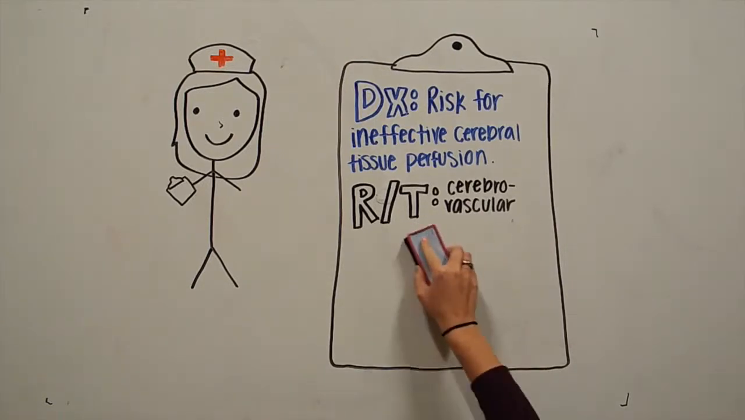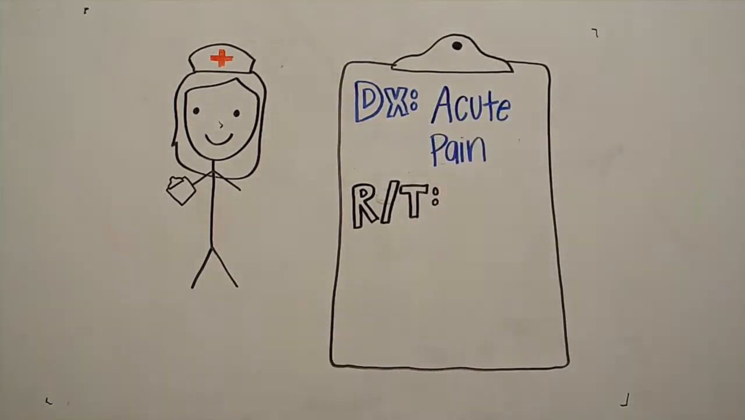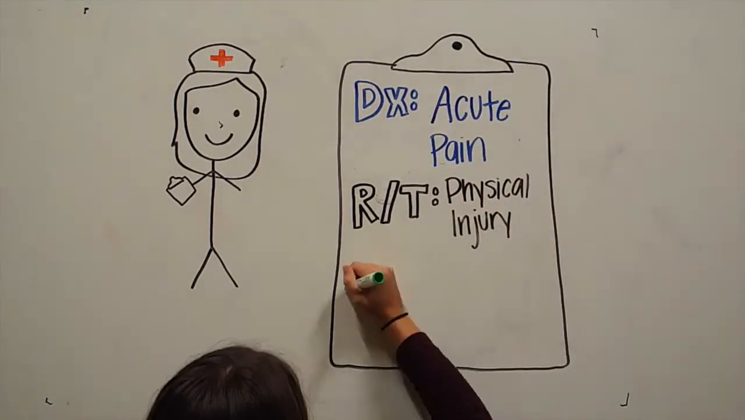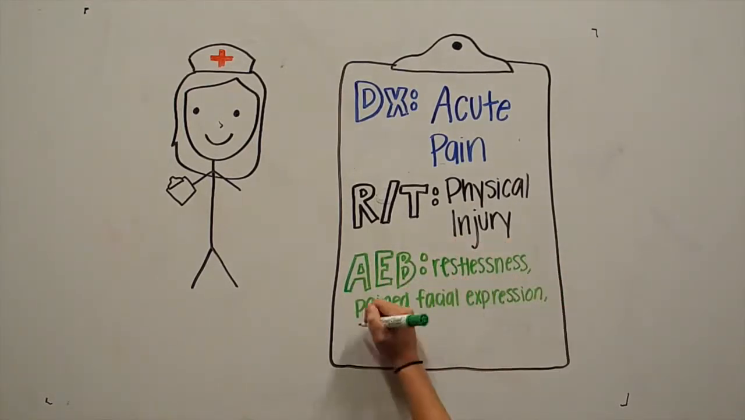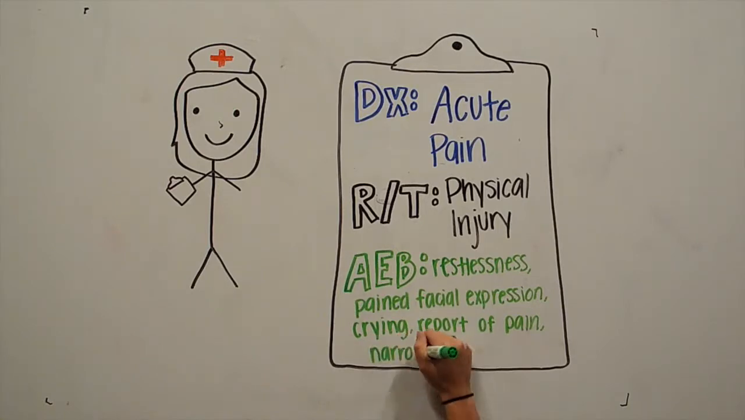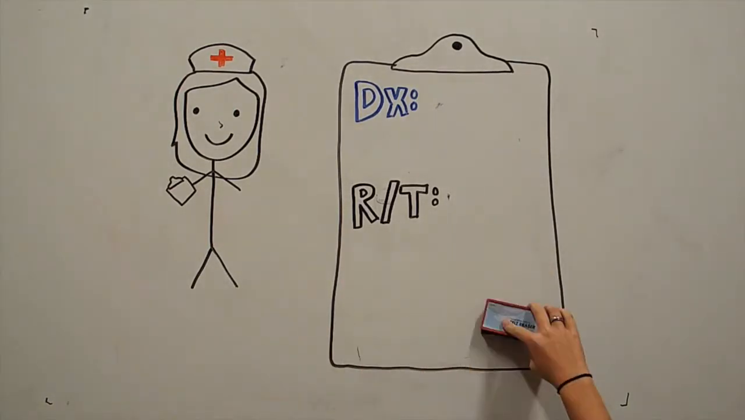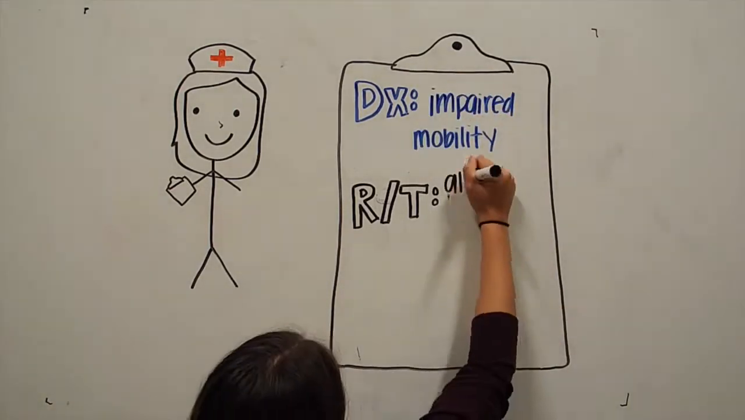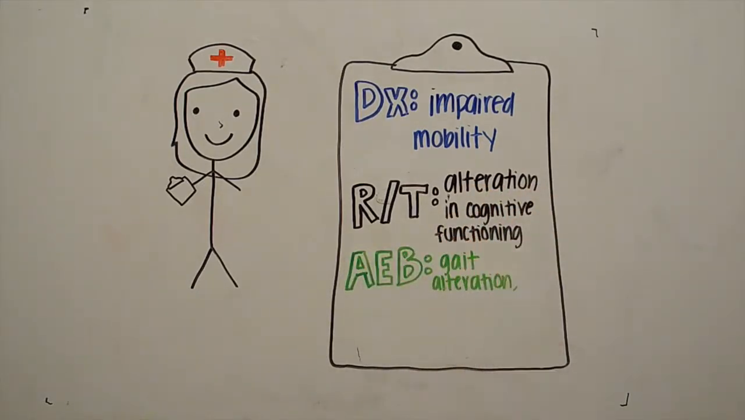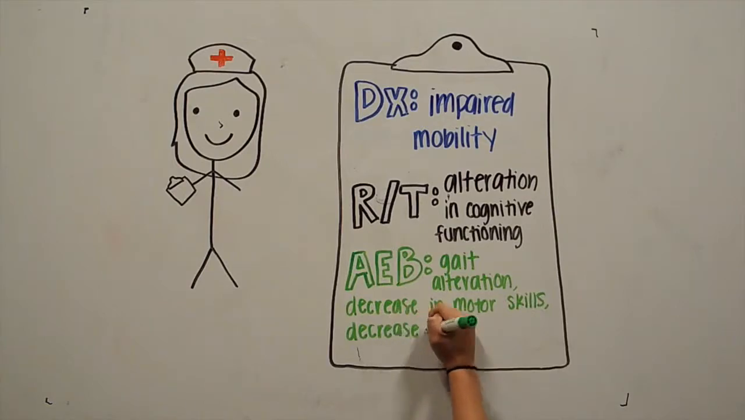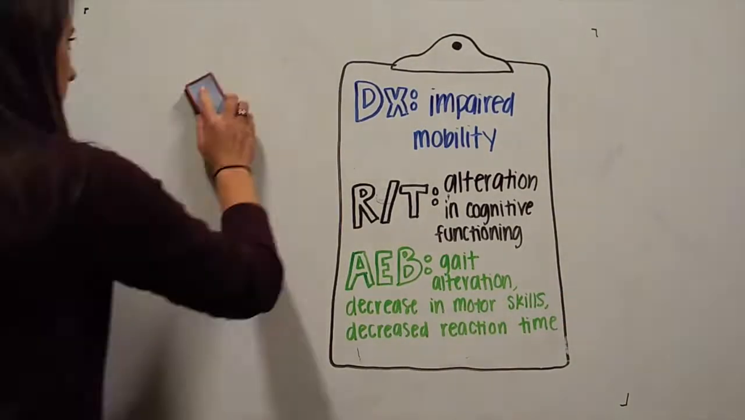A second nursing diagnosis is acute pain related to physical injury, as evidenced by symptoms such as restlessness, pained facial expression, crying, report of pain, and narrowed focus. A final nursing diagnosis is impaired mobility related to an alteration in cognitive functioning, as evidenced by gait alteration, decreased motor skills, and decreased reaction time.